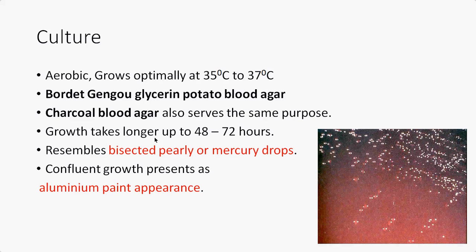Then you can see some colonies like that. These are described as pearly or mercury drop colonies. A single colony is shining, slightly opaque, grayish, looking like a mercury drop. When there is confluent growth, you cannot see a single drop, and it looks like an aluminum paint appearance. So these are the two important terminologies to be considered.